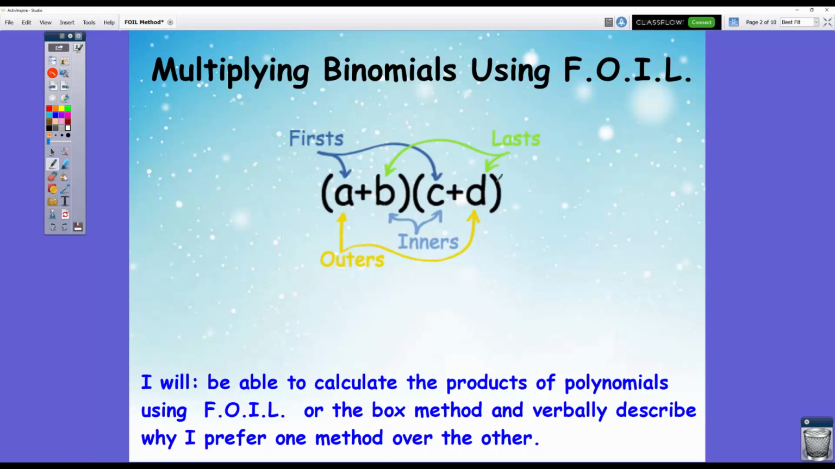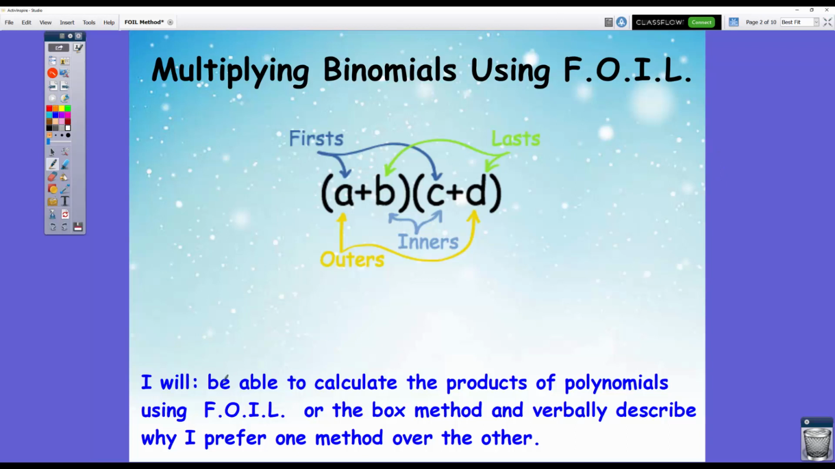I think it would be nice to start with something that we're somewhat familiar with, and we can connect it to something that we've covered in the past. But even though I am teaching the FOIL method, if it turns out that you prefer it to the box method, excellent. Feel free to use it instead of the box method. If you hate the FOIL method and you prefer the box method, that is okay too. I will not ask that you use one over the other outside of the two examples that I'm going to go over in this video. In the two examples that I go over, I would like for us to use the FOIL method.